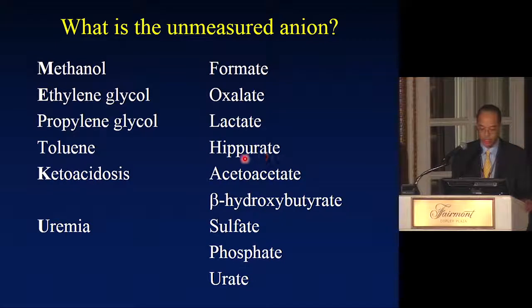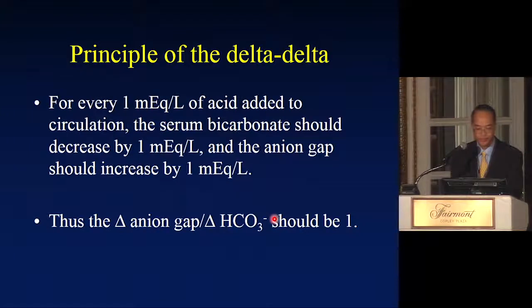In ketoacidosis, the acids are acetoacetate and beta-hydroxybutyrate. And in uremia, the acids that are being retained are the acids of things that are ingested in our diet, particularly from proteins, so sulfuric acid and phosphoric acid from proteins, and uric acid. And the failure to excrete those causes the anion-gap part of the anion-gap acidosis.